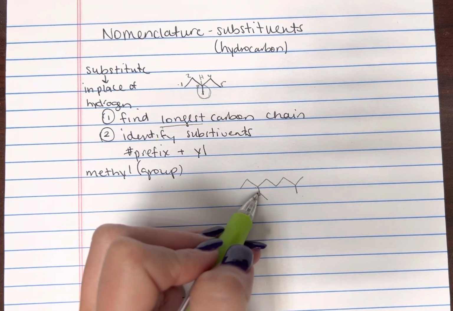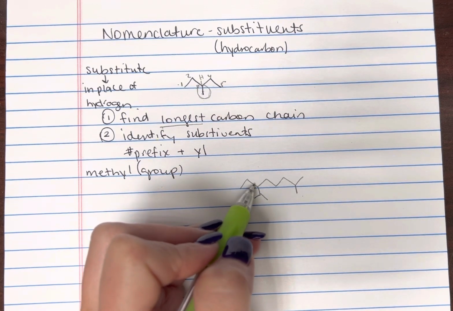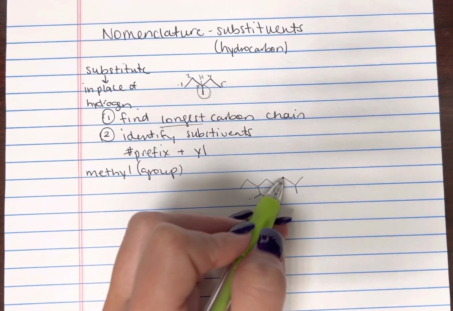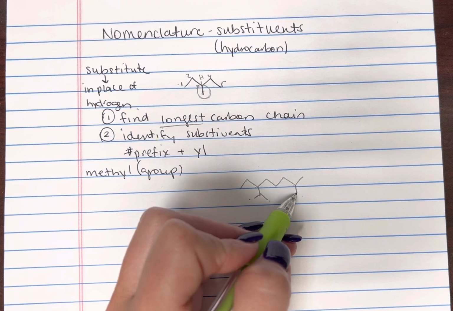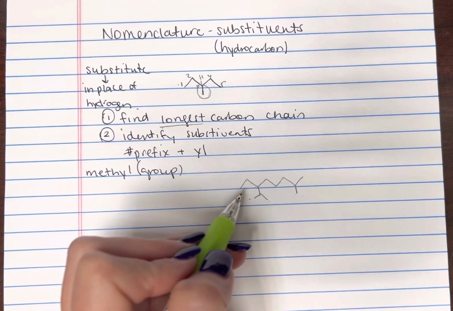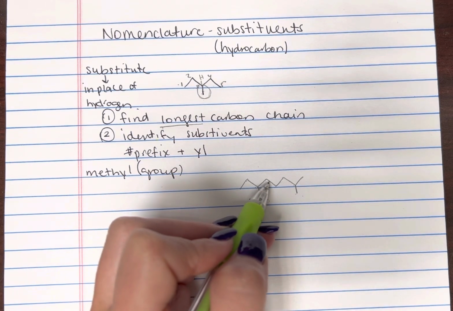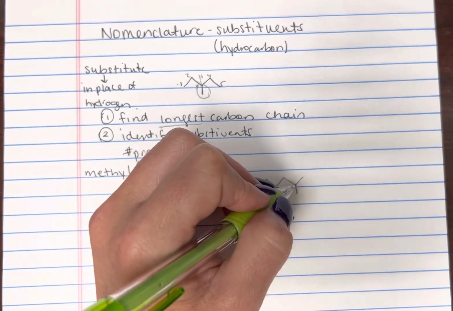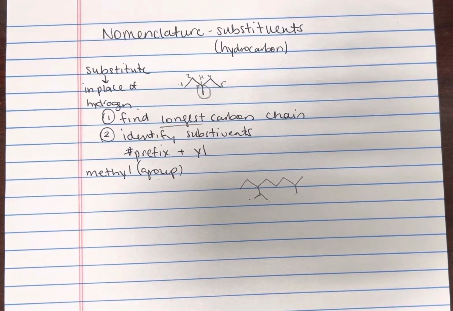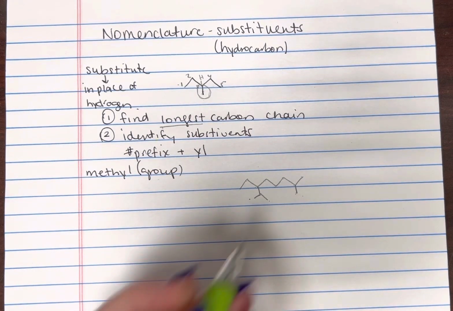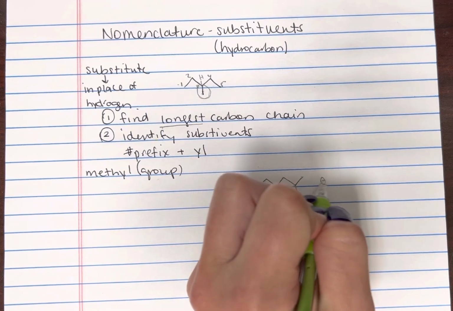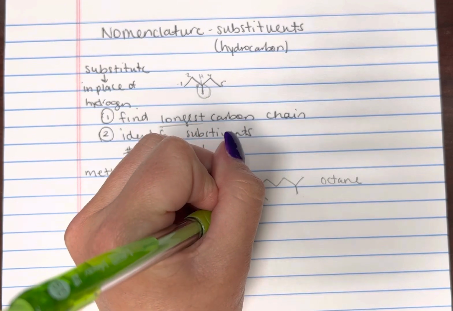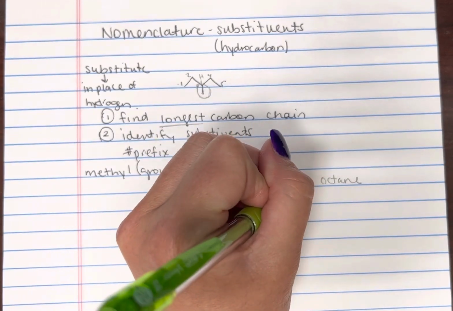1, 2, 3, 4, 5. 1, 2, 3, 4, 5. 1, 2, 3, 4, 5, 6, 7, 8. All right. 1, 2, 3, 4, 5, 6, 7. 1, 2, 3, 4, 5, 6, 7, 8. Okay, so 8 is our longest carbon chain. So this would be an octane. Now let's circle our groups here.